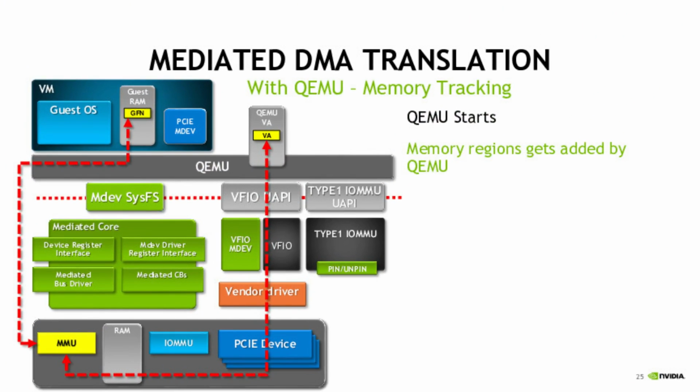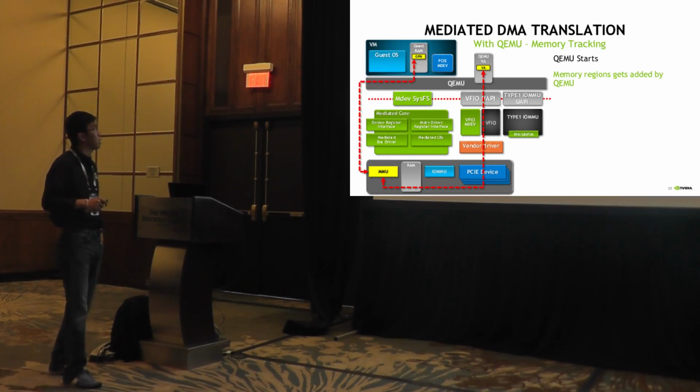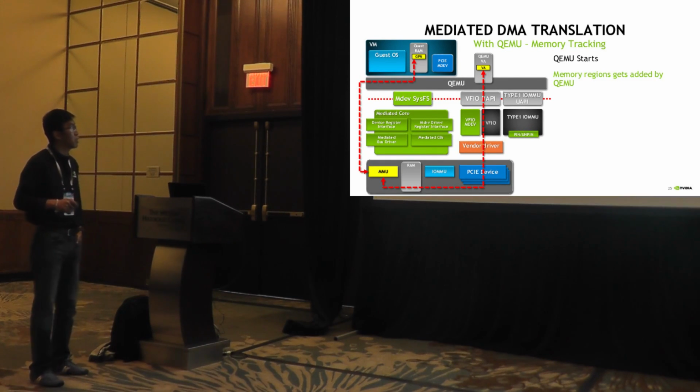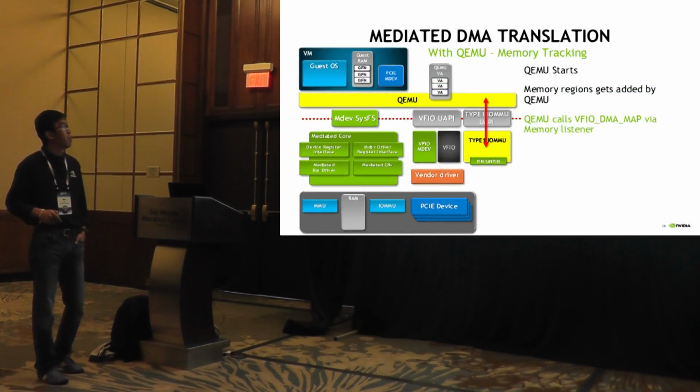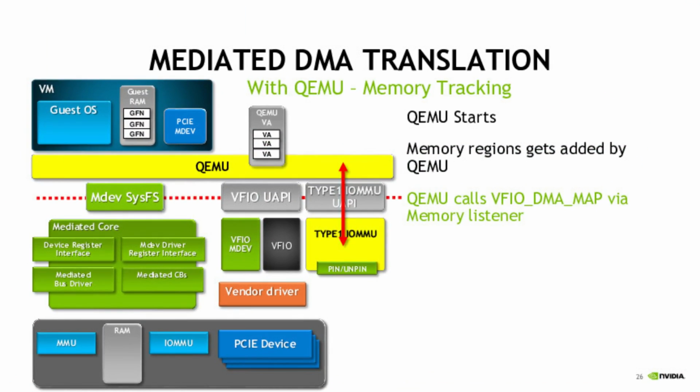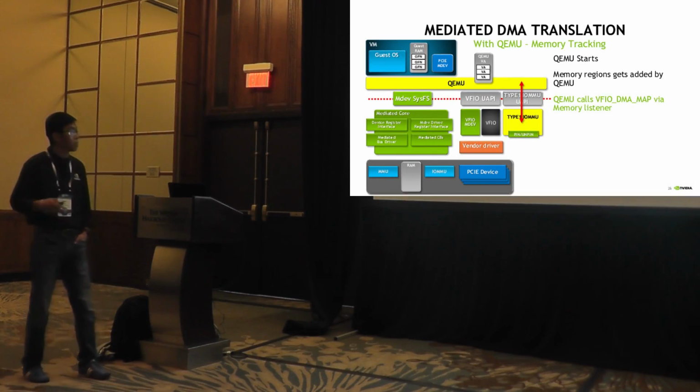So memory regions will get added by the QEMU, right? When the guest memory gets initialized, you have the guest frame numbers, and you get into the QEMU VA space. And then QEMU will call the VFIO DMA map API via the memory listener. Right? So all the memory will be added.